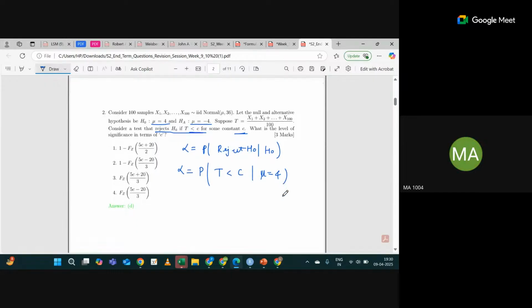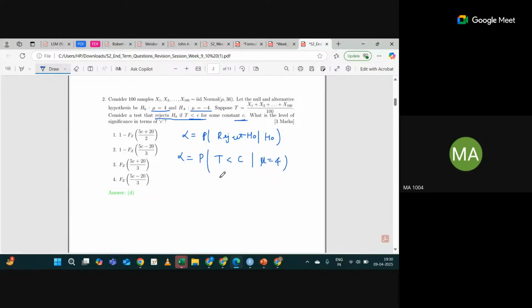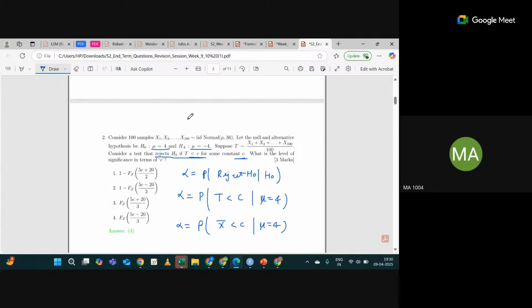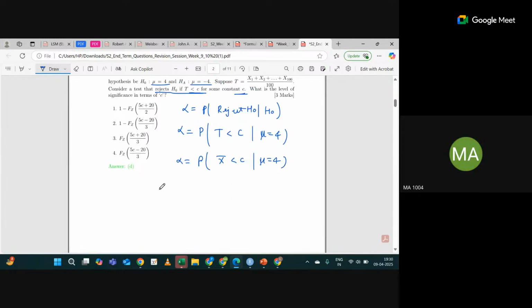So far so good. Now, what is the next task? The next task is to convert this. What is this T? T is nothing but X bar, right? If you see, what will be the distribution of X bar? X bar will follow Normal(mu, 36 divided by 100). Right? Very good. So this alpha will be a probability.